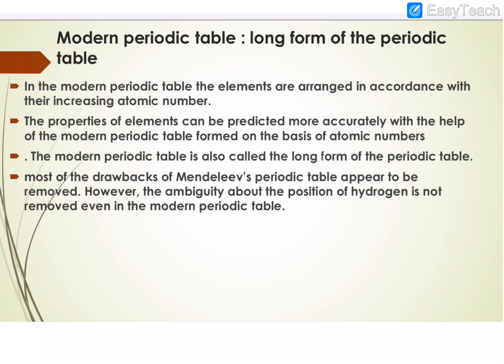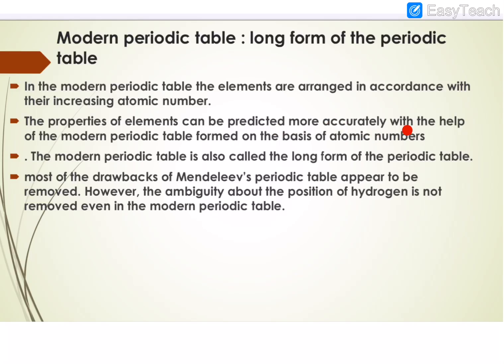The next topic is the modern periodic table. The long form of the modern periodic table is also called the long form of the periodic table. In the modern periodic table, elements are arranged in accordance with their atomic number. Before, all the elements were arranged based on their atomic mass, but in the modern periodic table elements are arranged in accordance with atomic number.